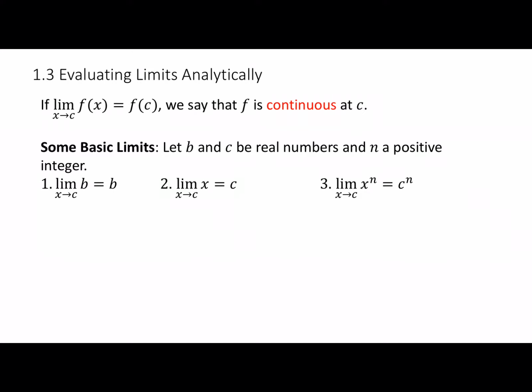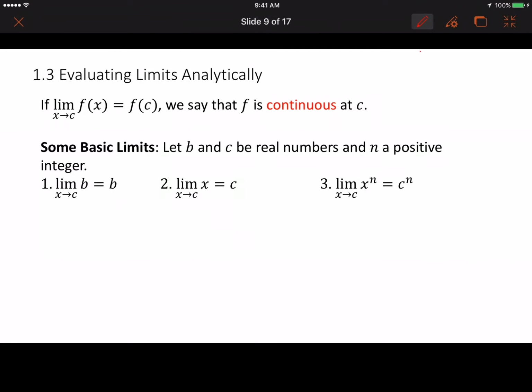All right, so here are some basic limits that you should know and be able to use freely. The first says that the limit as x approaches c of a constant function, the constant function b, is b. So remember, the graph of this function just looks like a horizontal line at y equals b. And so surely as you approach any value c, the limit here is going to be b.